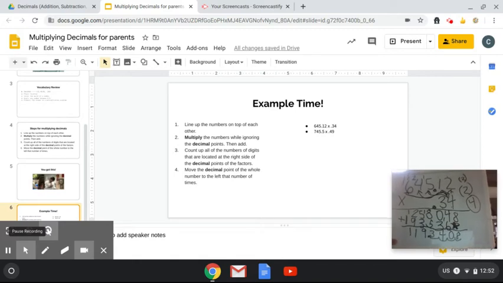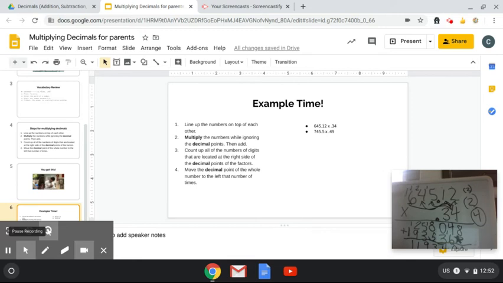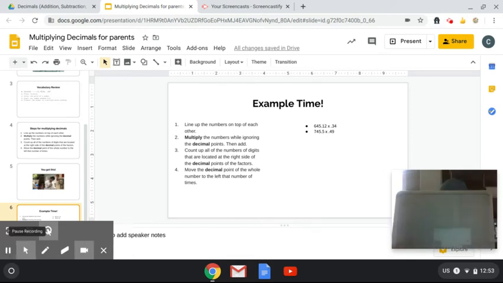All right. So I'm going to get this erased and then we will start on our next problem where it's going to be a little trickier. All right. So for our last example, we have 745 and 5 tenths times 49 hundredths. So I'm going to go ahead and do step one, which is lining up the numbers on top of each other. 7, 4, 5, and 5 tenths times 49 hundredths.